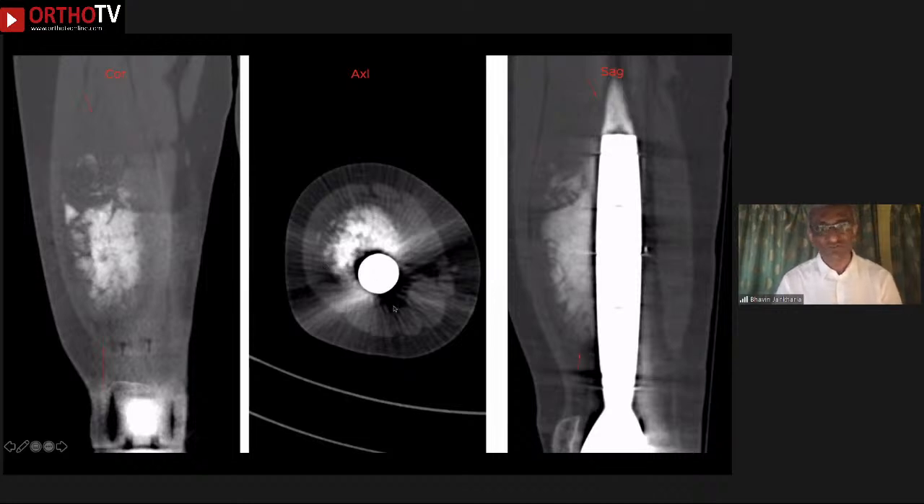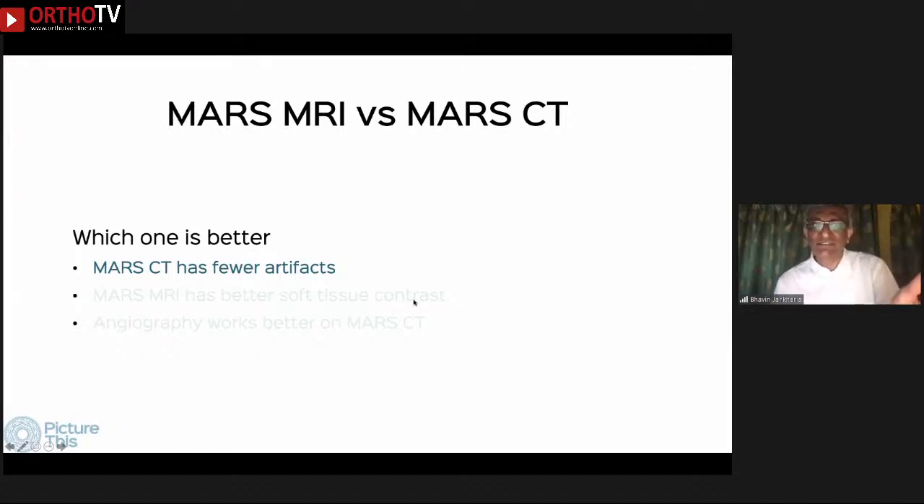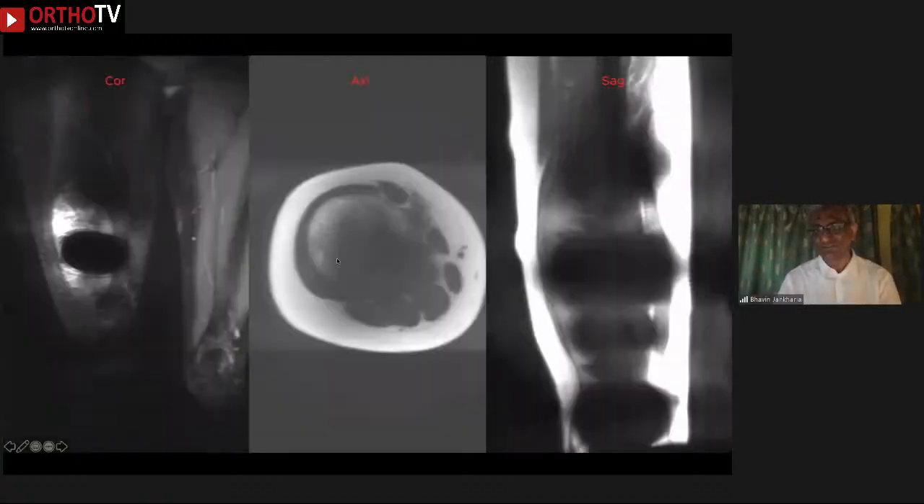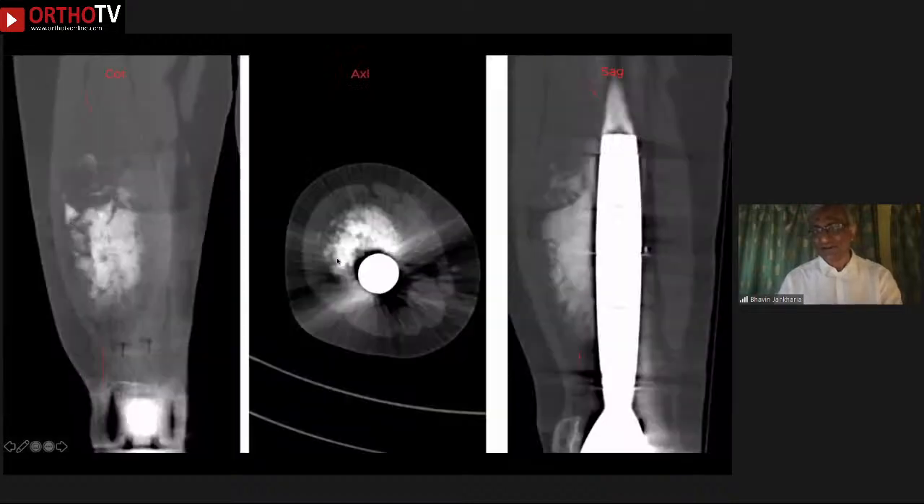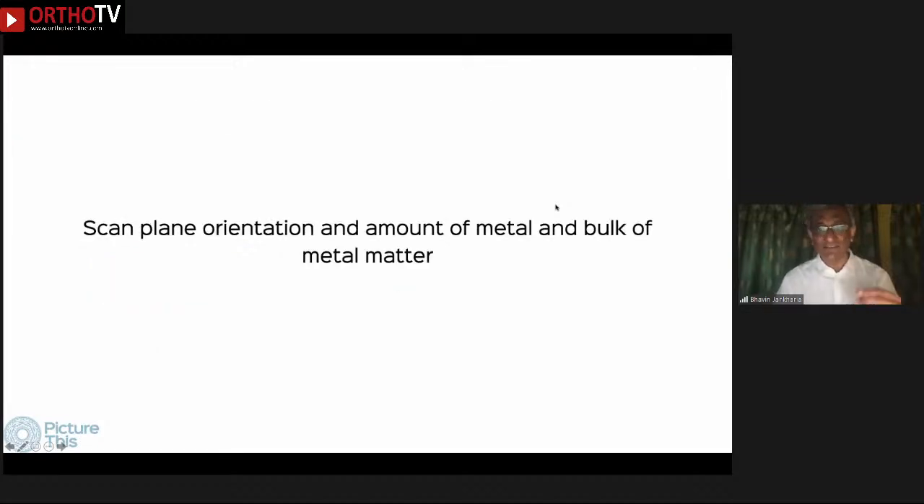Now, we didn't give contrast here for the angiogram because the neurovascular bundle in any case seemed quite far away, but that's something that we do, and I'll share a case as well. So in this particular situation, Mars CT seemed a little better because it had fewer artifacts, but that's also because we didn't really have to bother about the soft tissue contrast because of the osteoid that was there. But if you look at another case, where the soft tissue contrast matters, then it changes things.